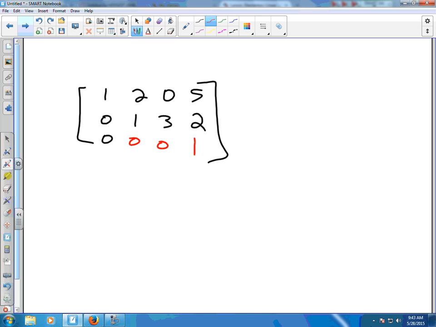Is that a row echelon? Yes. It doesn't say how much farther to the right it has to be. As long as each successive pivot is farther to the right. So our first pivot is in the first column. The next one is farther to the right. The next one actually skips a column, but as long as each successive pivot is farther to the right than the one above it, then we're good.